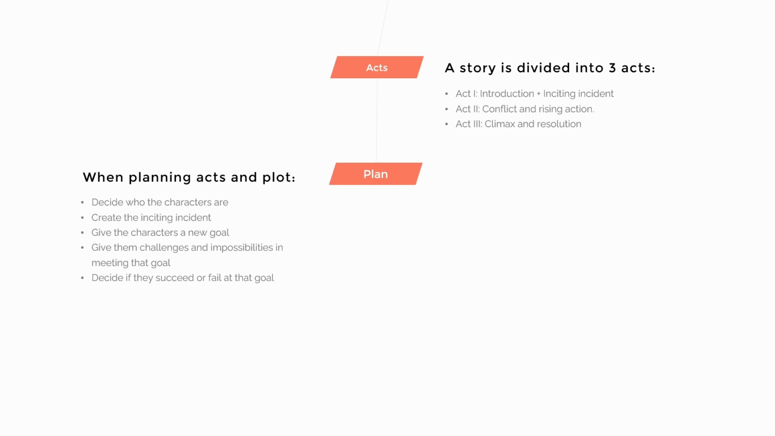And then we talked about planning your acts. So when planning acts and plot, you have to decide who the characters are. You have to create the inciting incident, which gives the characters a new goal. Then after that, you give them challenges and impossibilities in meeting that goal, and then you decide if they succeed or fail at that goal at the end. And the last problem is common mistakes. There's no risks, short climax, no character change, and forced or weak endings.